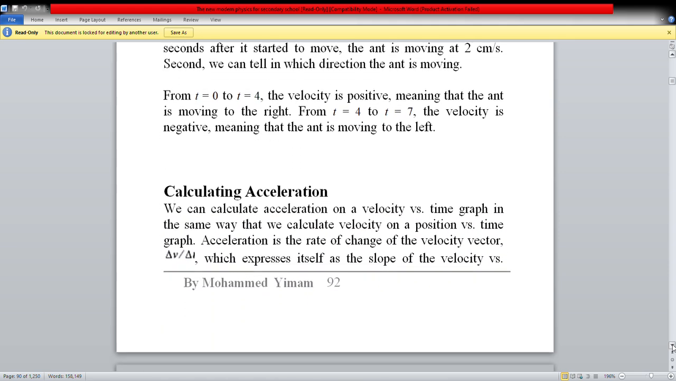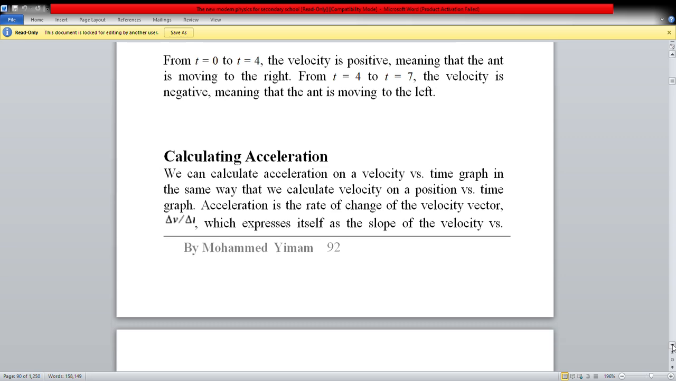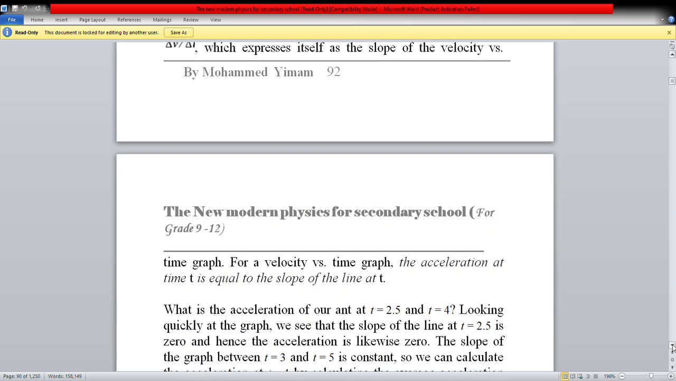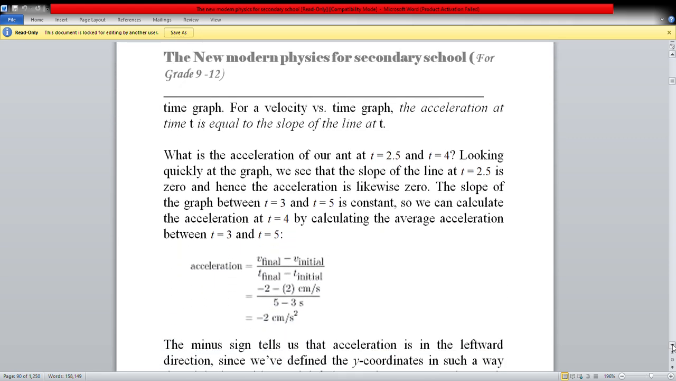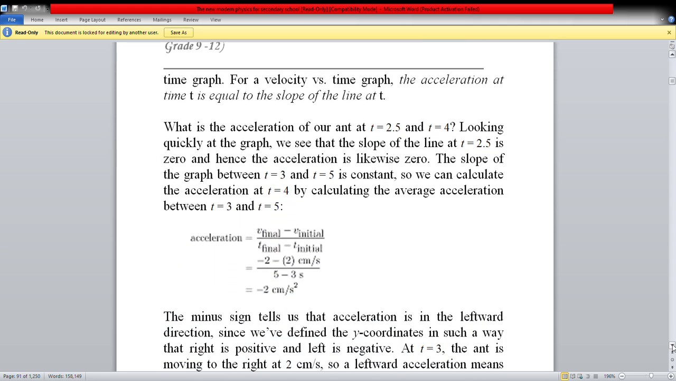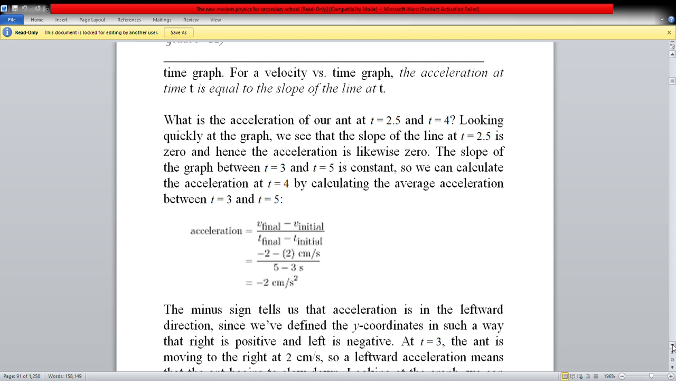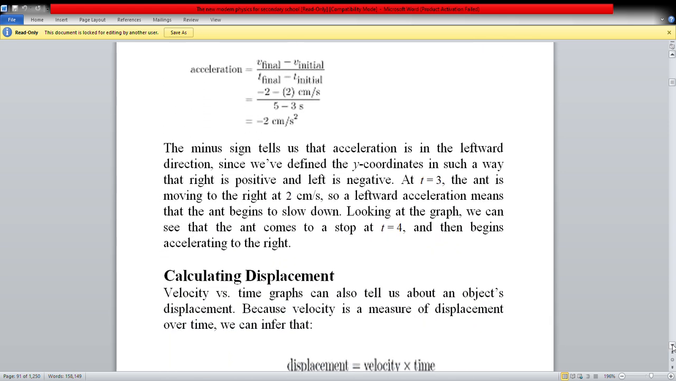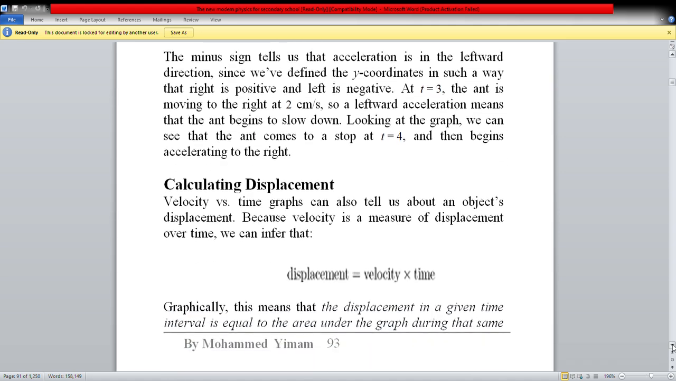Calculate the acceleration. The acceleration is change in v over change in time. Don't forget that. The acceleration at time t is equal to the slope of the line at time t. Okay, from the graph, the slope. Acceleration is equal to v final minus v initial over time final minus time initial, which is equal to -2 centimeter per second over 5 minus 3 seconds, which is equal to -1 centimeter per second squared from the above graph.